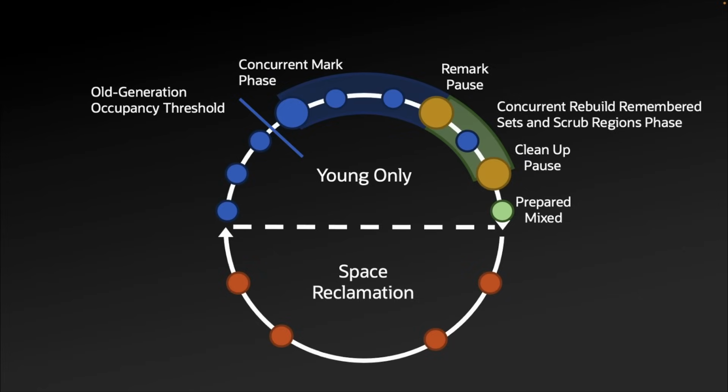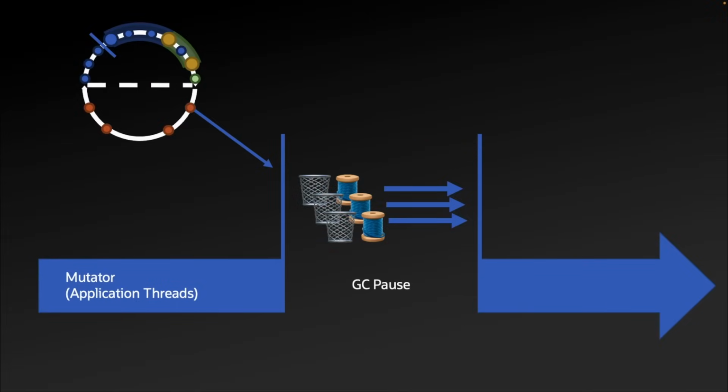In the previous section, we covered the G1 GC cycle. Each of those dots on the circle represents a pause. A GC pause is a period where the GC stops the mutator, the application, while it performs its work. During this time, all work in the application is halted.